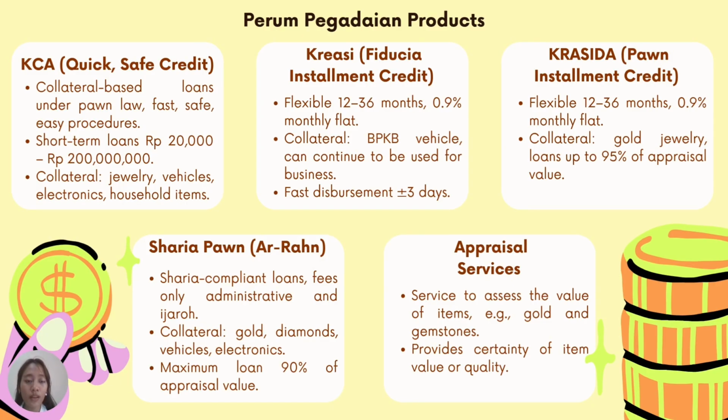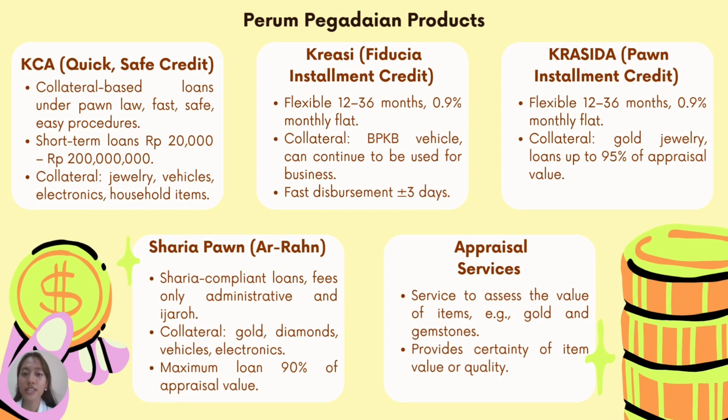Then the second one, Kreasi, fiducia installment credit. This supports MSME development and is flexible for 12 until 36 months, about 0.9% monthly flat. The collateral is a BPKB vehicle, and it can continue to be used for business. And this is for fast disbursement, about 3 days.